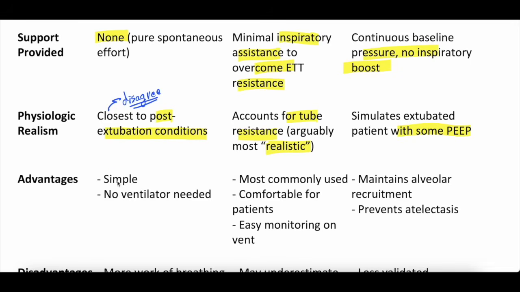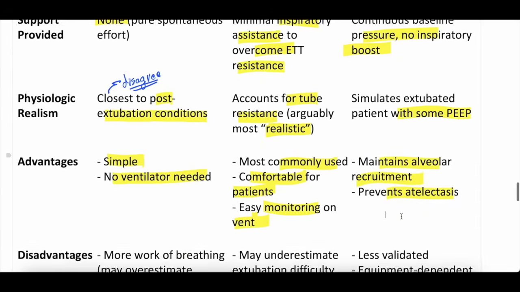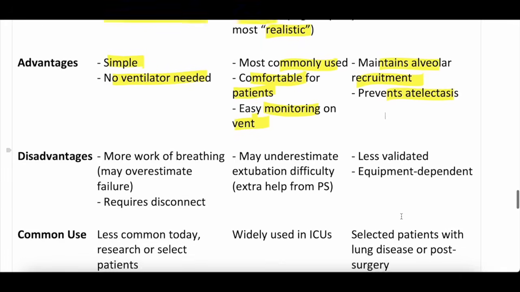Advantages for T-piece trial, it's simple, no ventilators needed, but the patient was already on a ventilator, so is that a real advantage? Probably not. Pressure support trial, it's most commonly used, it's most comfortable for patients, it's easy monitoring, and there's the most evidence behind it. And then for a CPAP trial, you at least maintain alveolar recruitment and prevent atelectasis because they're on PEEP, although you don't provide any inspiratory pressure to get over that endotracheal tube resistance.